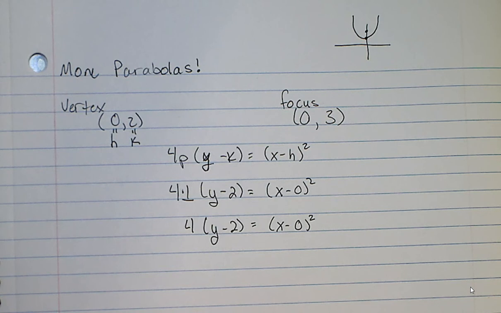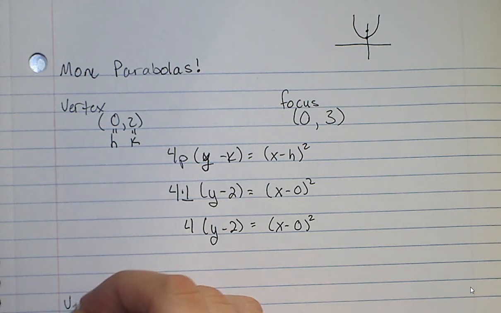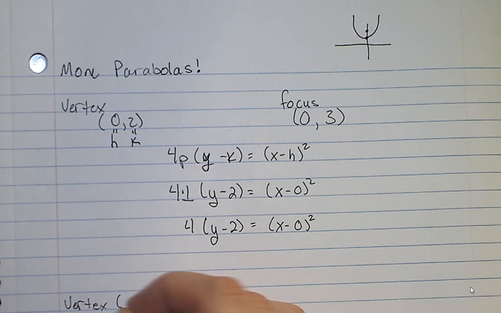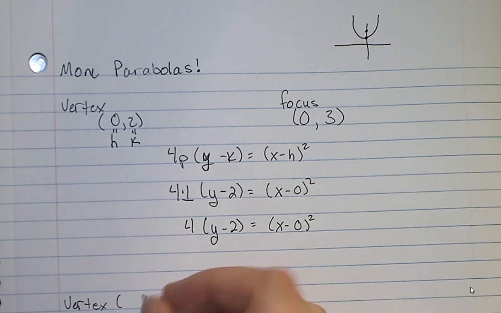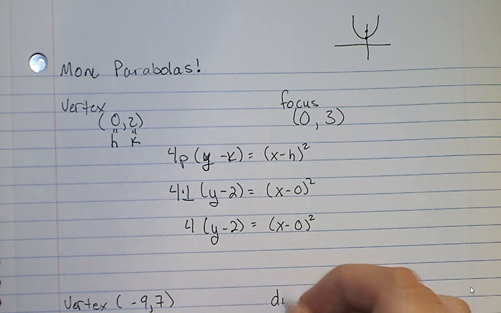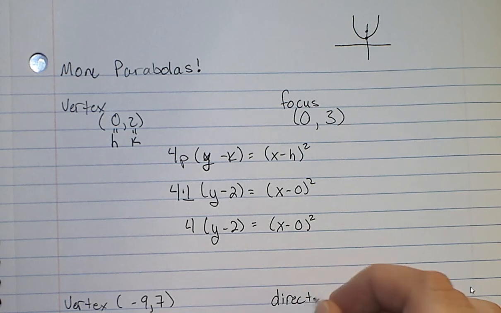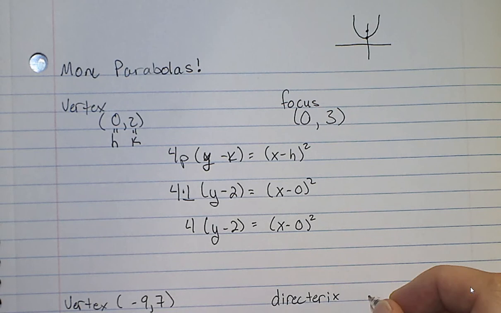Okay. So if I were to give you two different things, let's say the vertex is at (−9, 7), and the directrix is y = 11.